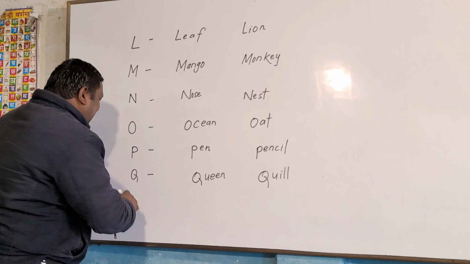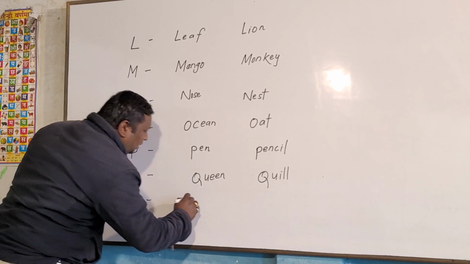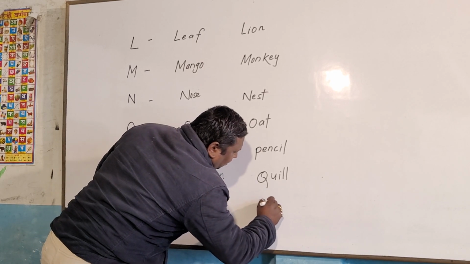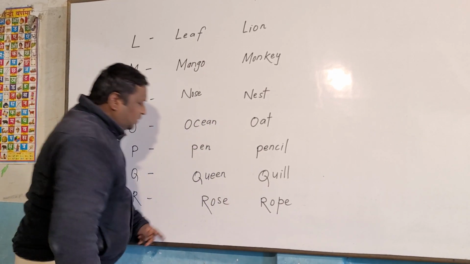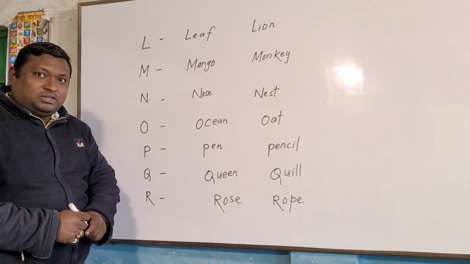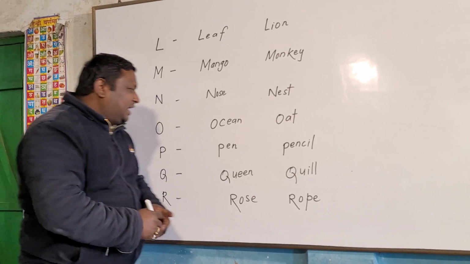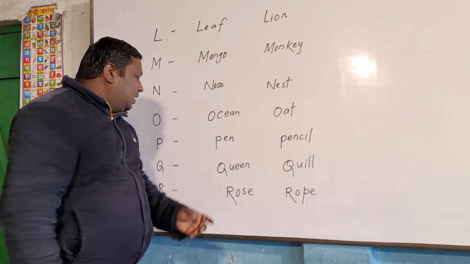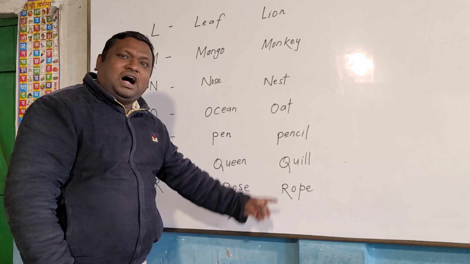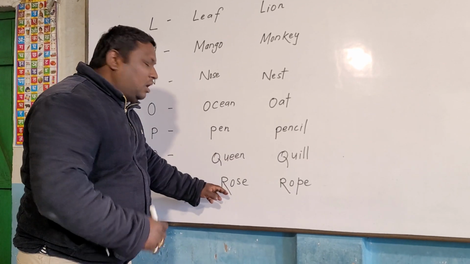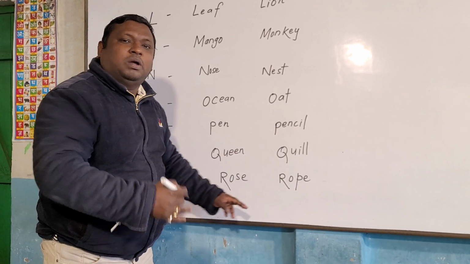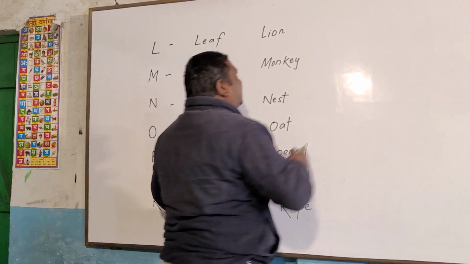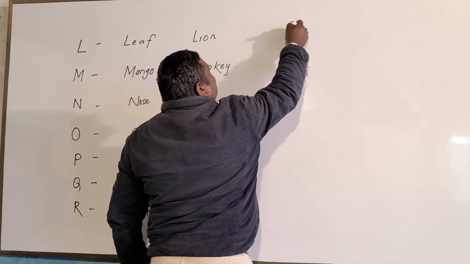Queen. Yes? Now, R. Rose. Red roses, you say? And row. Rassi, in English, is called row. R for rose and R for row. Row, rose, row. Row sound is there.